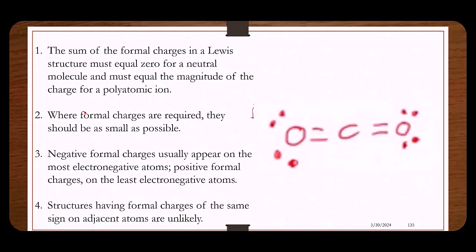So looking at step 1, the sum of the formal charges in the Lewis structure must equal 0 in a neutral molecule. The second guideline is where formal charges are required, they should be as small as possible. The third guideline is negative formal charges are usually on the most electronegative atom, and positive formal charges are on the least electronegative atom. Since we don't have any formal charges, this guideline would really not apply. And the last guideline is structures having formal charges of the same sign on adjacent atoms are unlikely, and this doesn't apply because we don't have any formal charges. It's a neutral molecule. So this does not fail any of the tests or guidelines. This would be the correct Lewis structure for carbon dioxide.